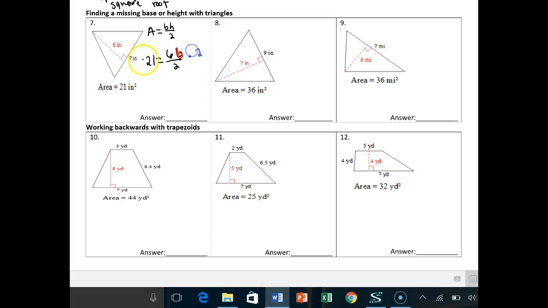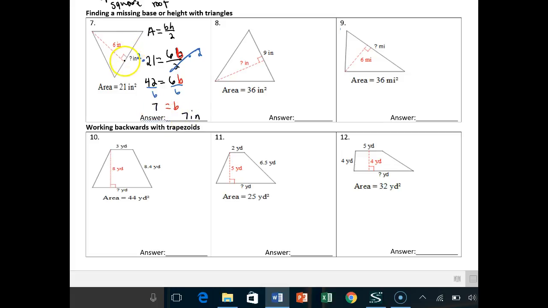Multiply both sides by 2. That will clear your fraction. You'll get 42 is equal to 6, and then again I'll put this in red, so b. And then you're like, oh, one-step equation. Divide both sides by 6, divide both sides by 6, and b is equal to 7. So 7 inches.